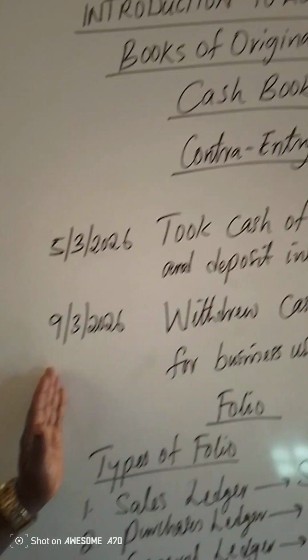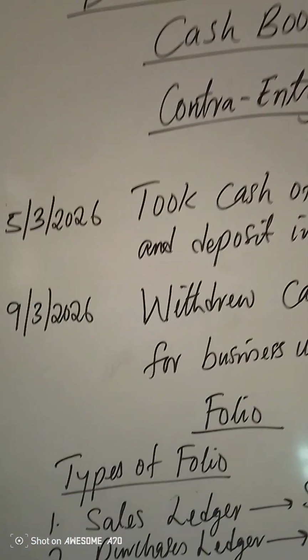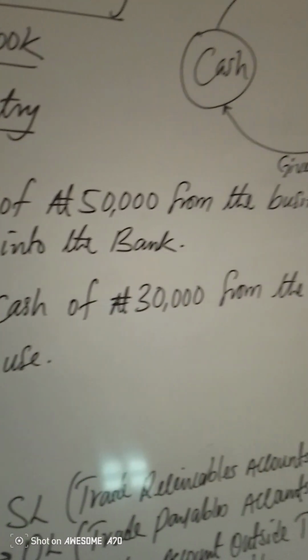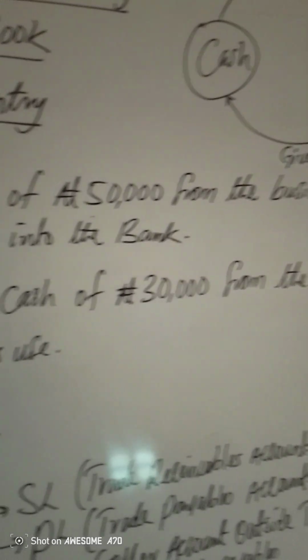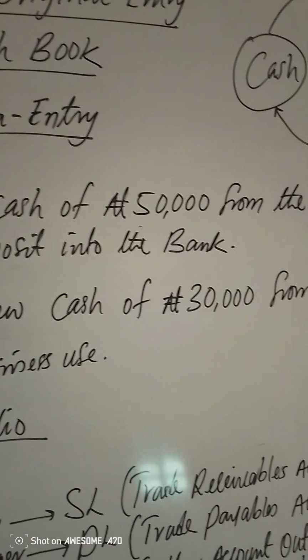Let's look at the two transactions quickly as I explain how a contra entry is recorded using the card, especially the tricolor card, which I promised to be treating. We now say: took cash of 50,000 from the business and deposit into the bank.